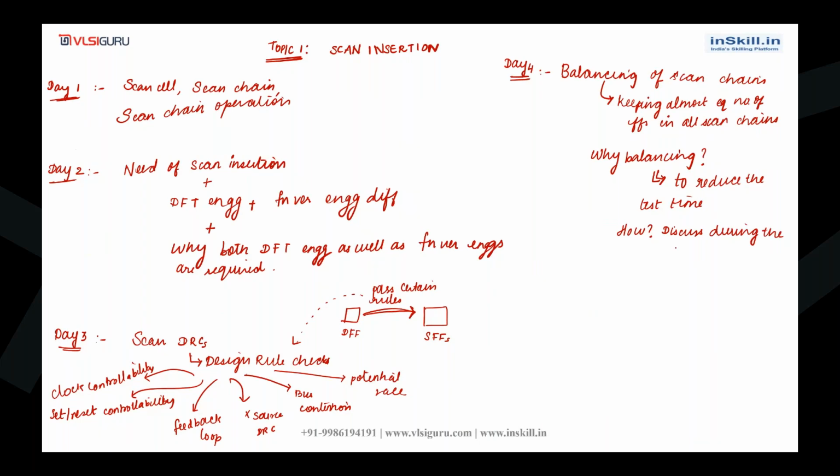Okay. So in day 4 we will try to understand a concept called balancing of scan chains. What is balancing of scan chains? Balancing of scan chains means keeping almost equal number of flops in all scan chains. That is what is called balancing of scan chains.